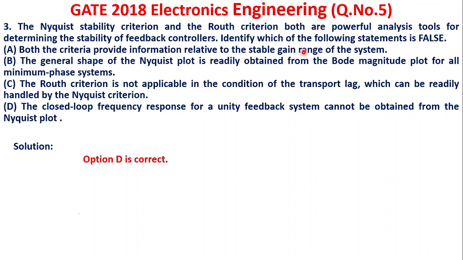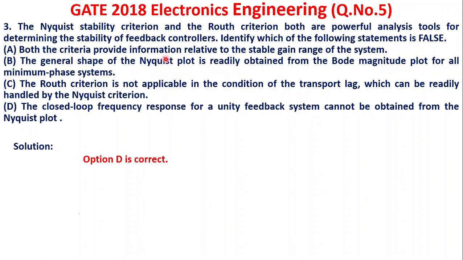Yeah, it's correct. The general shape of the Nyquist plot is readily obtained from the Bode plot for all minimum phase systems. Yeah, when all the open loop poles and zeros are present in the left of the s-plane, definitely from the Bode plot we can get the Nyquist. Similarly, from the Nyquist also we can get the Bode. So the general shape is obtained.